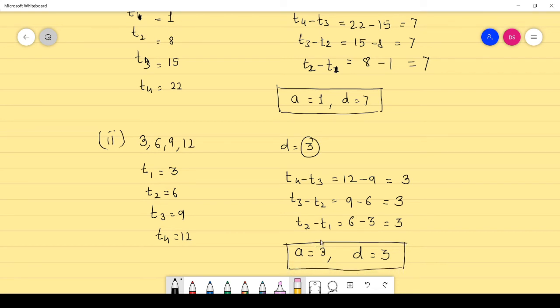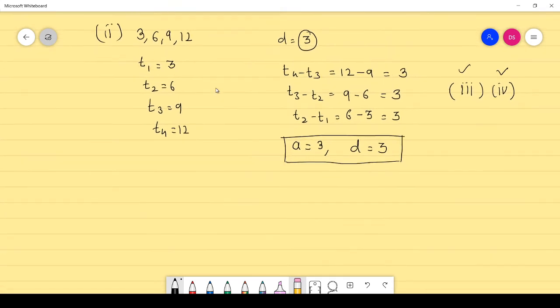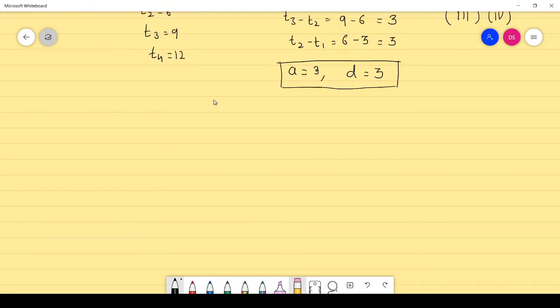Same way you can solve the remaining two examples. Means for the homework you can solve question number 3 and question number 4, right? These are the two examples we have here, right? Now let's move towards the second question.